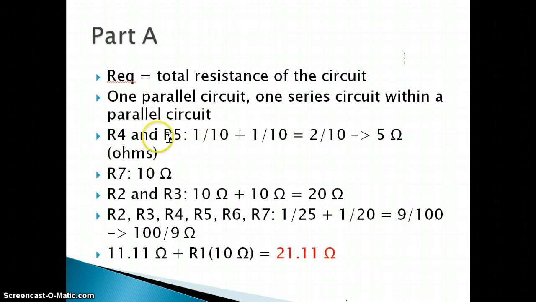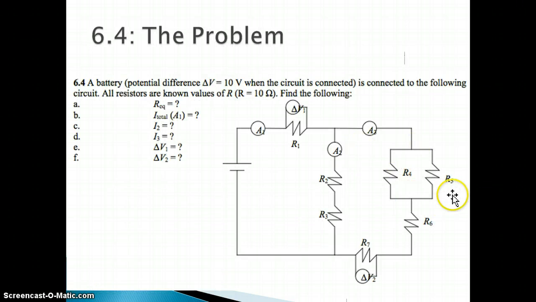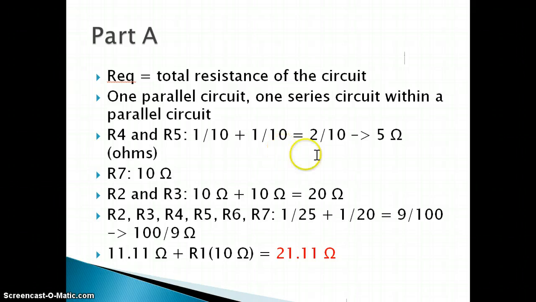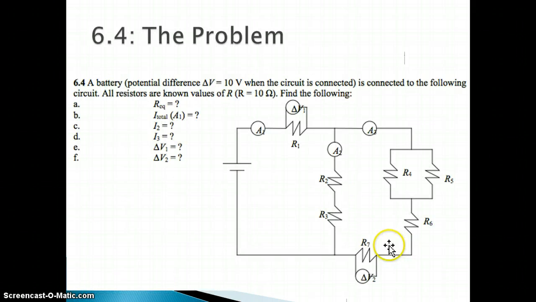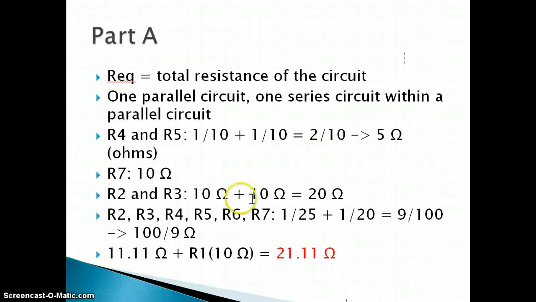So R4 and R5 is this right here. And knowing that they are parallel to each other, we have to take 1 over 10 plus 1 over 10, and the 10 value comes from here, which yields 2 over 10, but we have to take the reciprocal of that, so that gives us 5 ohms. Now, knowing that R7 and R6 are 10 ohms, we leave it be, and we look at R2 and R3. Since R2 and R3 are in a series circuit, we just simply add the values, 10 plus 10, to get 20 ohms, and that would be our ohms for that.